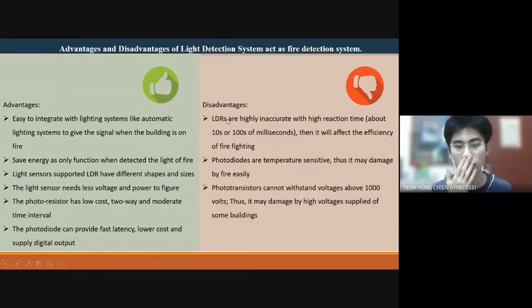Okay, for the disadvantages, the LDRs are highly accurate but have a high reaction time, which will affect the efficiency of firefighting. This is because if the light detection system needs a lot of time to react, then we don't have the time to save the building from the fire. Okay, the second one is the photodiode is temperature sensitive, thus it may be damaged by fire easily when the building is on fire. And then the third one is the phototransistor cannot withstand voltage above 1000 volts, thus it may be damaged by the high voltage supply of some buildings.